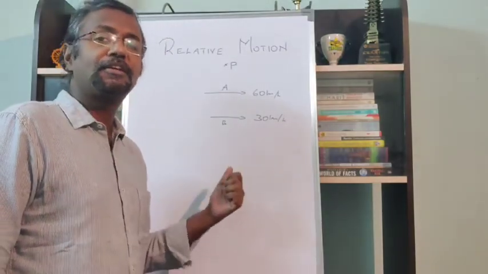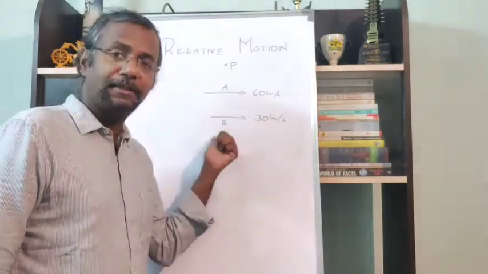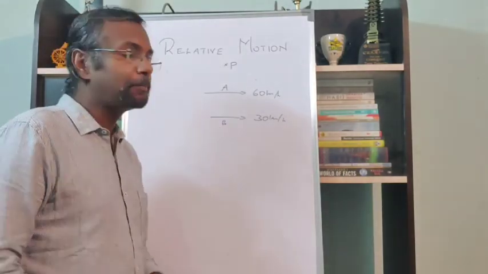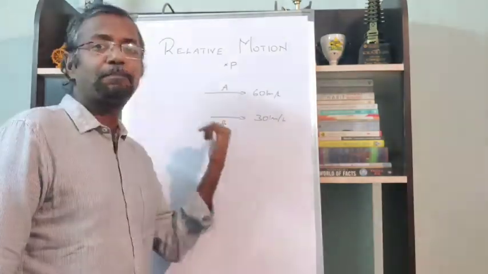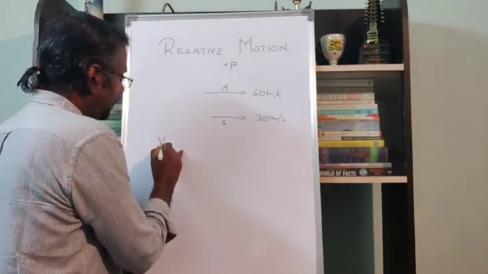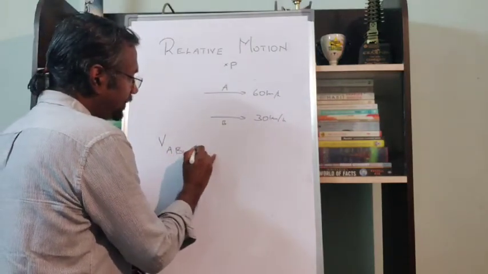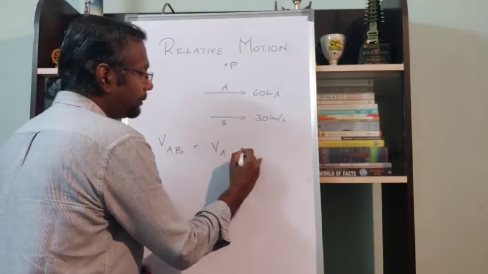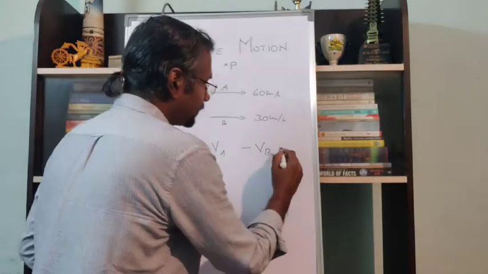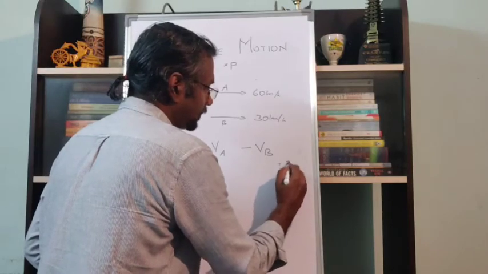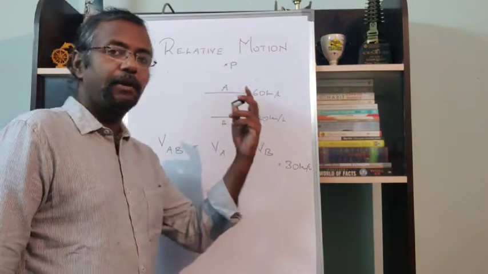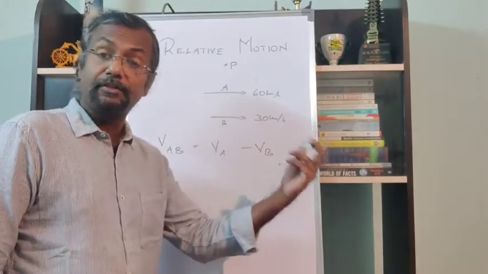But what if you were sitting in train B? How fast would train A be traveling? Or what would be the velocity of A with respect to B? And the way we used to solve it is, the velocity of A with respect to B would be equal to the velocity of A minus the velocity of B, that is equal to 60 minus 30, and that's equal to 30 km per hour, right? So for somebody sitting in B, A would be moving at 30 km per hour in his reference frame.